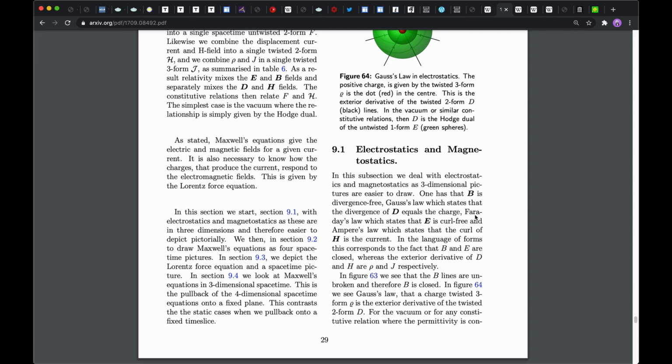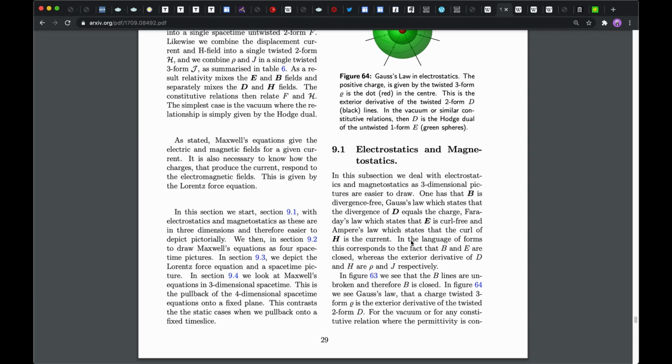We also have Faraday's and Ampere's laws, which in the static case will not contain the partial derivatives over time, because for statics they are equal to 0. So basically it just states that E is curl free, and Ampere's law states that the curl of H is the current, and that's basically all.